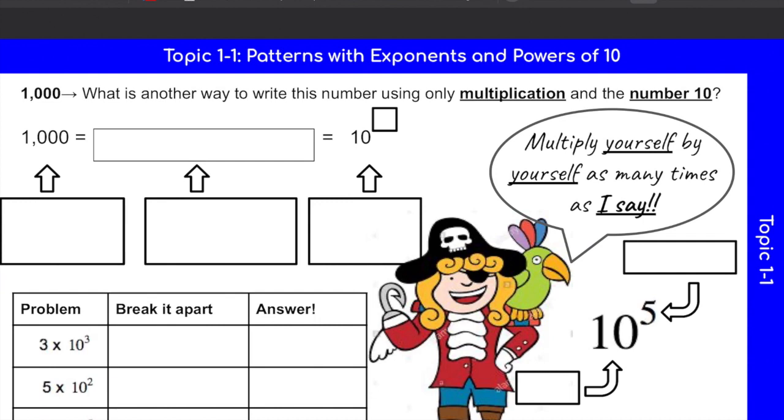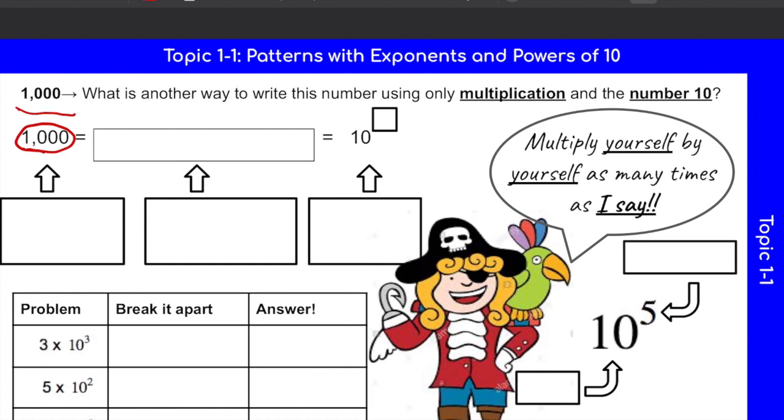So to start off, we're going to look at this number 1,000. And it says, what is another way to write this number using only multiplication and the number 10? So looking at this number 1,000, how can we represent 1,000 just by using the number 10?